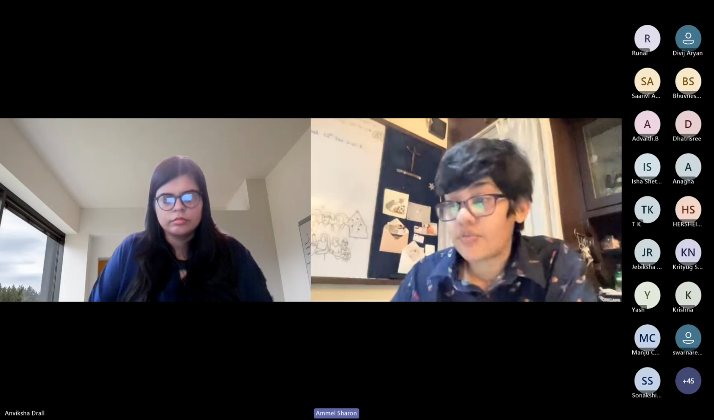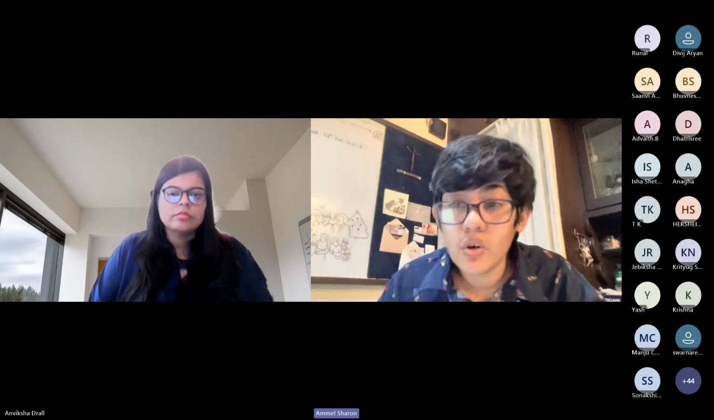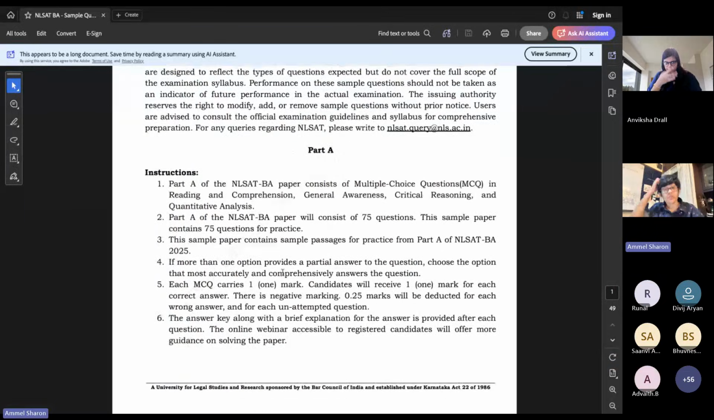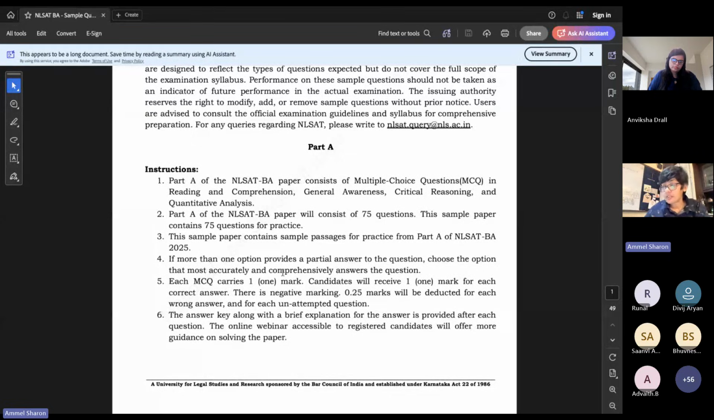So Part A of the NLSAT-BA, let me share my screen so that we can go over the questions together and we can also solve them together. Now, Part A of the NLSAT-BA paper will test reading and comprehension, general awareness, critical reasoning, and quantitative reasoning, right? And my colleague Anviksha will discuss how to tackle the quantitative reasoning.